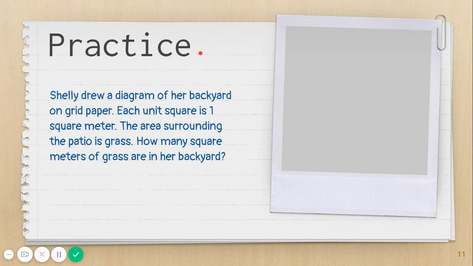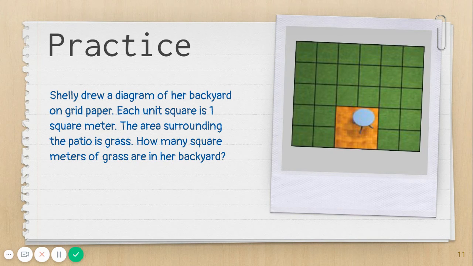All right, let's practice. Shelley drew a diagram of her backyard on grid paper. Each unit square is 1 square meter. The area surrounding the patio is grass. How many square meters of grass are in her backyard?